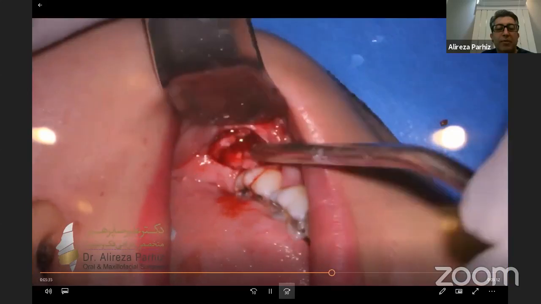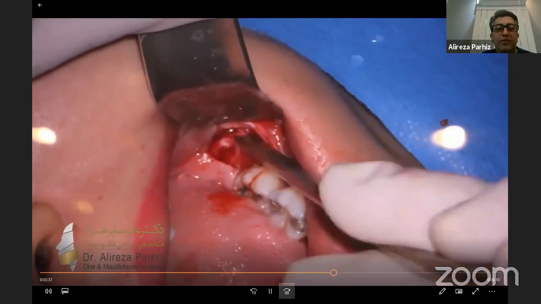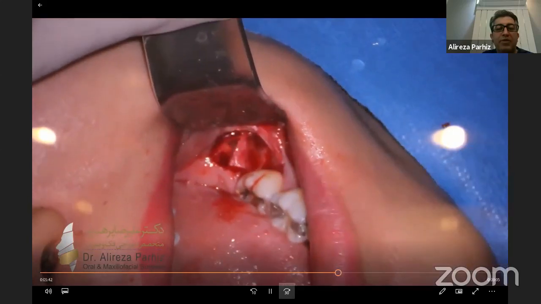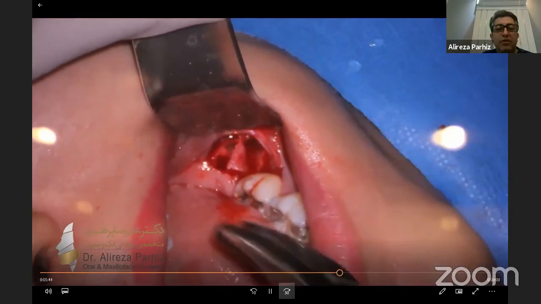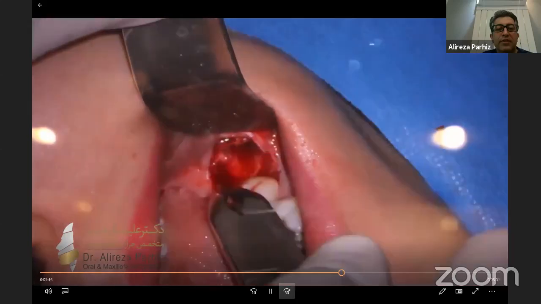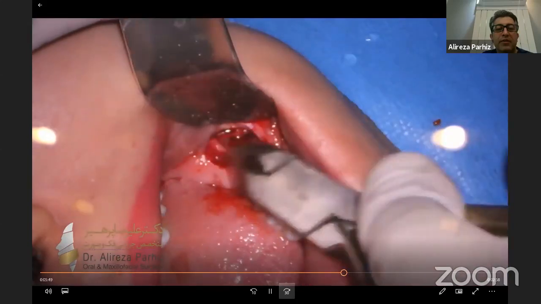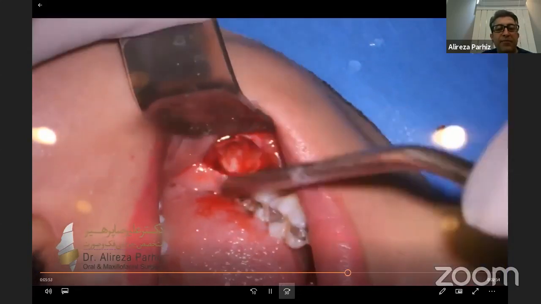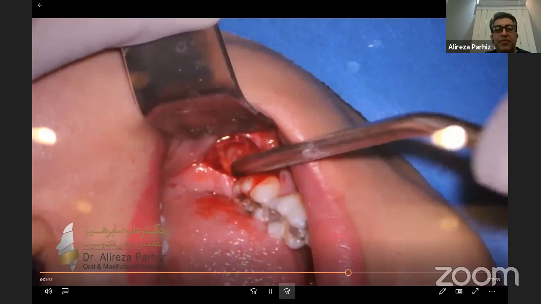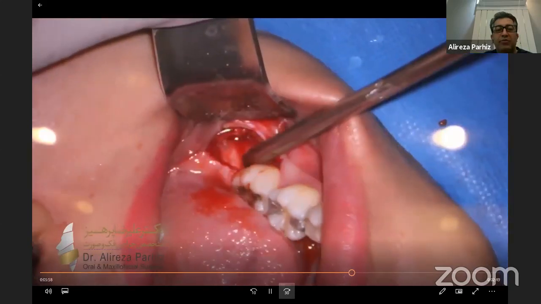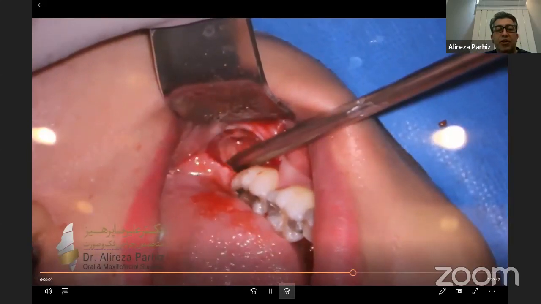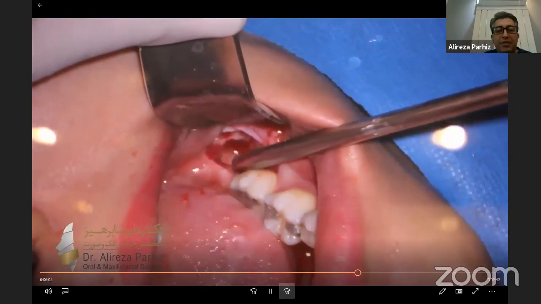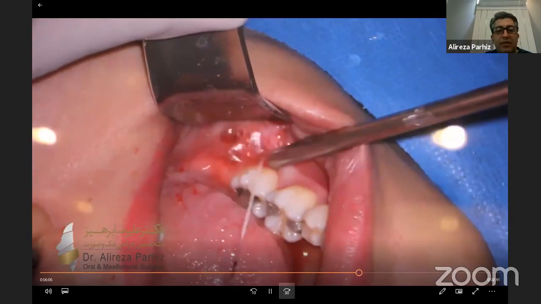When we have removed the impacted third molar, we have to check the dental socket. As you see, we have to remove the remnant of the dental follicle. And we will irrigate the dental socket and check it for any bone debris, dental chips, and dental fragments.